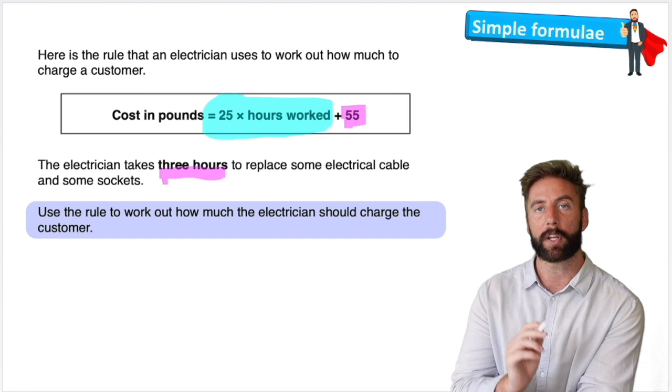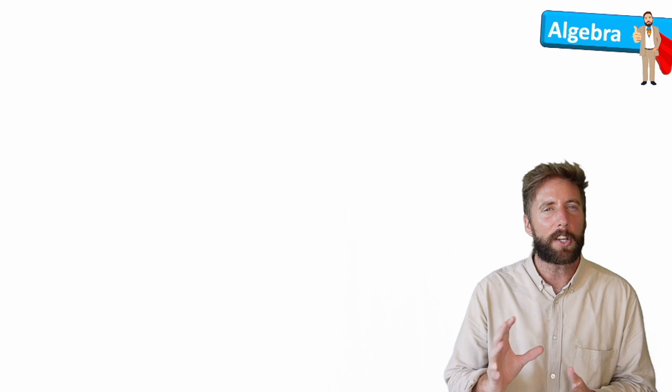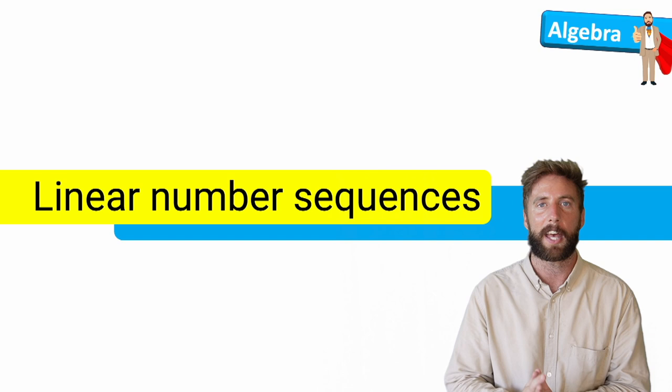Press pause, good luck. Okay, cool, so that's a pretty big chunk of algebra looked at already. Let's look at algebra from a slightly different side and let's have a look at now linear number sequences and how we can use what's called the nth term to help us identify any number in that sequence. Let's go.